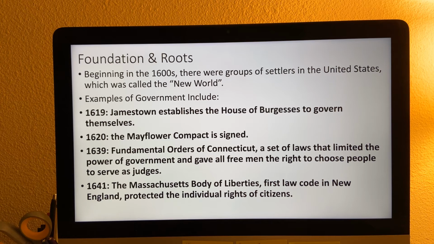In 1639, the Fundamental Orders of Connecticut are written, which are a set of laws that limit the power of the government, and give all free men the right to choose who can serve in the community as a judge. In 1641, the Massachusetts Body of Liberties is written, and this is the first law code that is in New England, and it protected the individual rights of citizens.